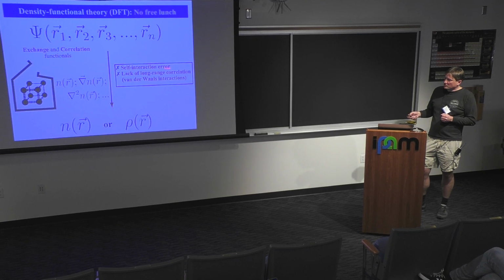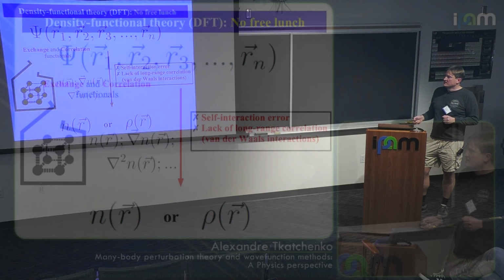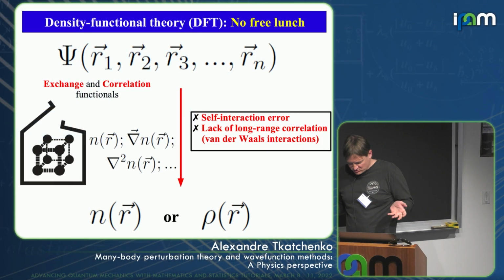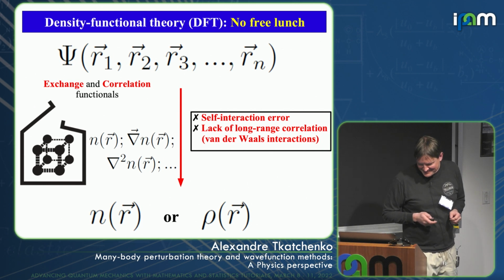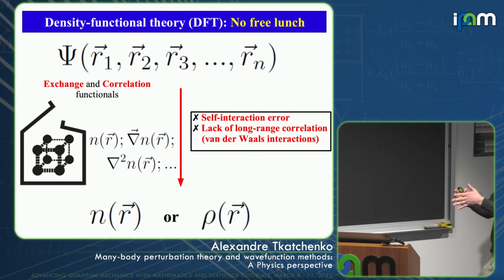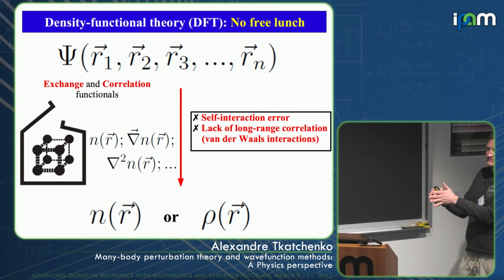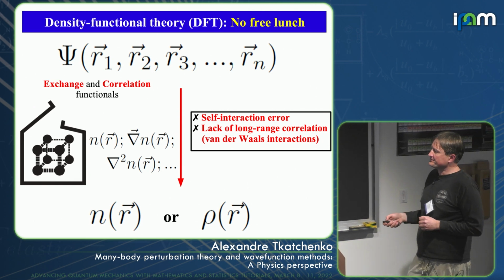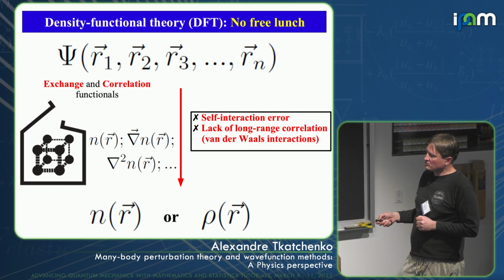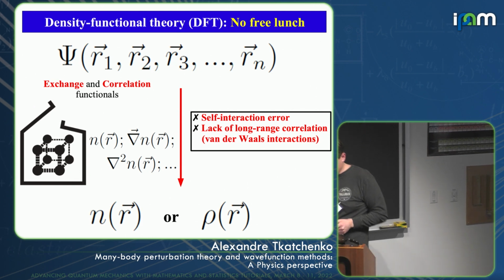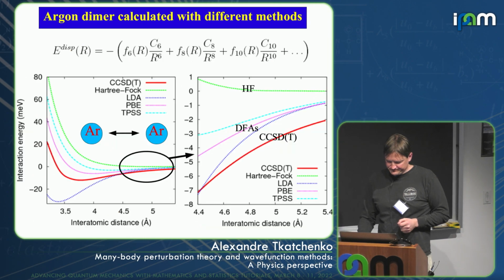The two large problems of all existing semi-local functionals are, first, self-interaction error, which means that each electron sees itself with a certain energy, which is called the self-interaction energy. This means that often the orbitals are delocalized, and the electron density is also delocalized. And the second problem is the lack of long-range electron correlations. And of course, that means a lack of long-range van der Waals interactions.